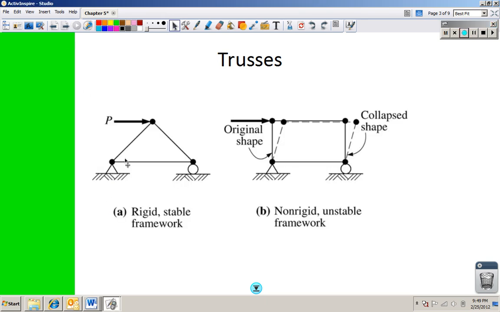Here you can see a truss that is a triangle, and when a load is applied at the top, it's rigid and stable. If you use a rectangular shape, when you apply that same load here, you're going to get a deformation. It's not rigid and it's unstable. Okay, so the shape is going to deform. Triangle is the second most stable shape. The most stable shape would be a circle. However, it's kind of hard to build that in.